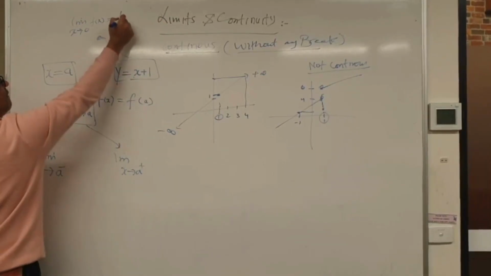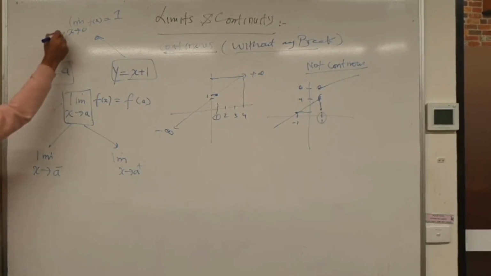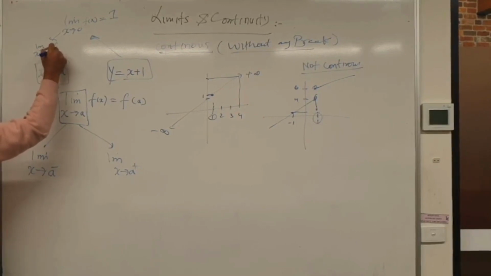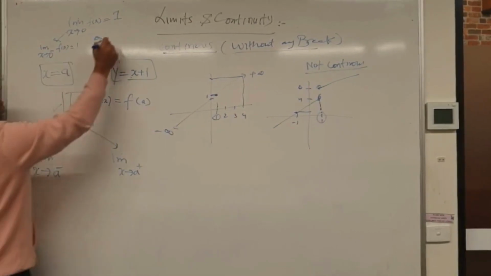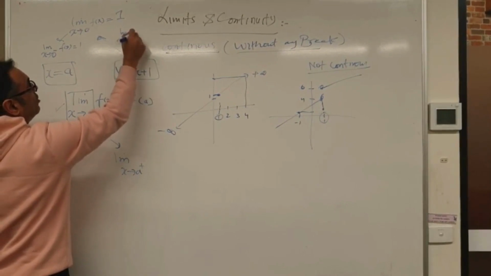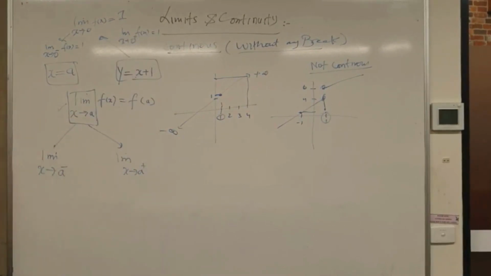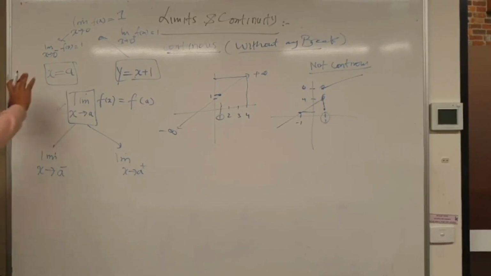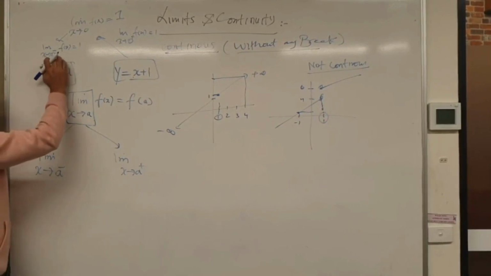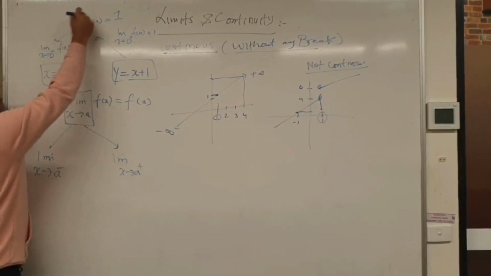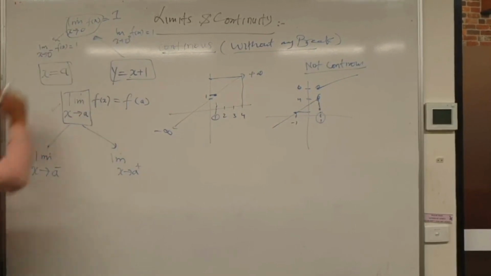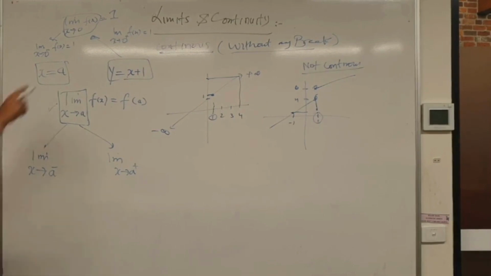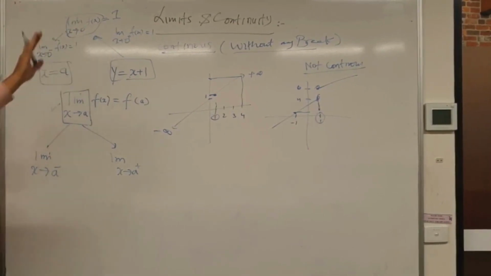So if I plug in 0, it is 1. Which actually means that the limit as x tends to 0 negative of f of x will also be 1, and the limit as x tends to 0 positive of f of x will also be 1. There won't be any difference. And that is why I don't care about this value. So I don't write these two expressions at all. This actually just means the function is continuous.